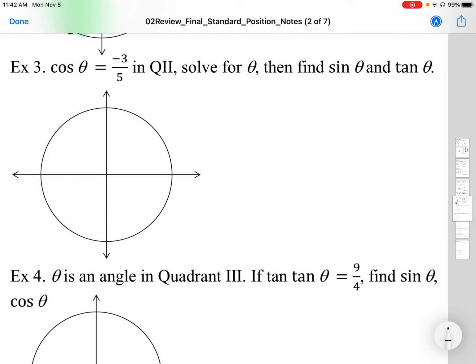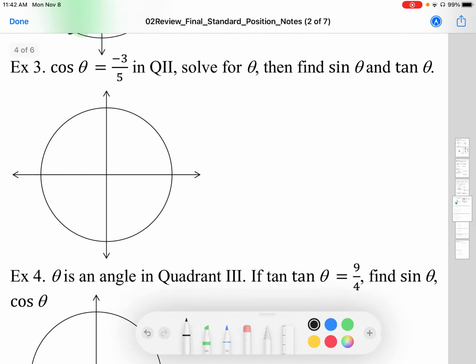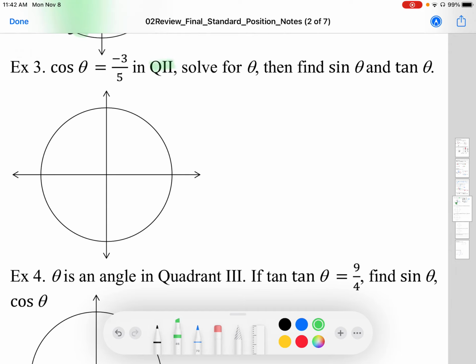So again, here, this is now telling us it's in quadrant 2. So that's very important and relevant information. Quadrant 2 means I'm going to be in this quadrant. It's a negative cosine, so negative cosine could be in quadrant 3 as well, but we don't want to be in that quadrant. So I'm going to draw this in. I have negative 3 along the x, cosine is horizontal, and we have 5 along the y, and this angle here is the angle that I'm looking for.